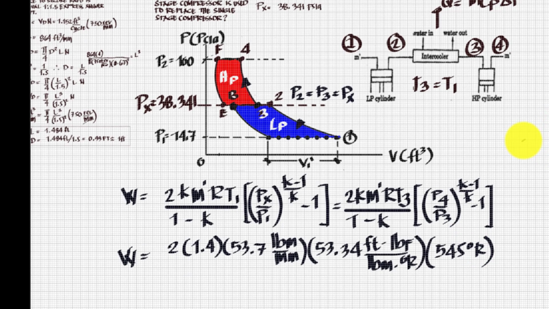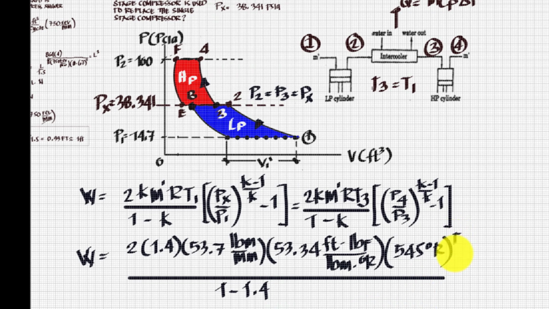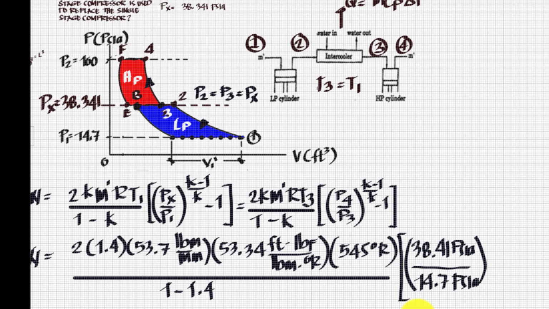Okay, and this is all over 1 minus 1.4. Then it will be multiplied by the pressure ratio, which is 38.41 psi absolute over my initial pressure, which is 14.7 psi absolute, and this is a close parenthesis raised to the exponent k, that will be (1.4 minus 1) all over 1.4, minus 1.